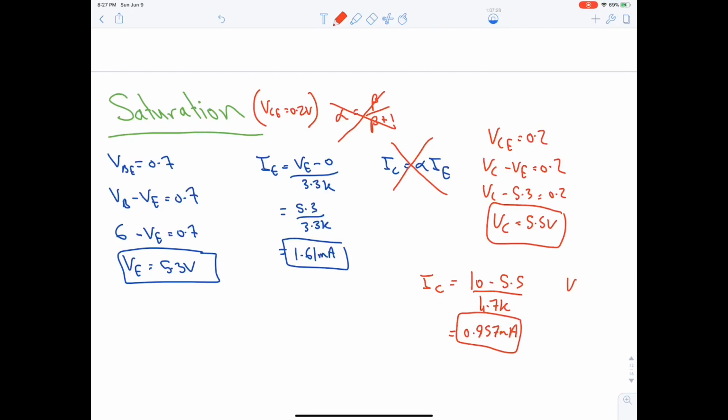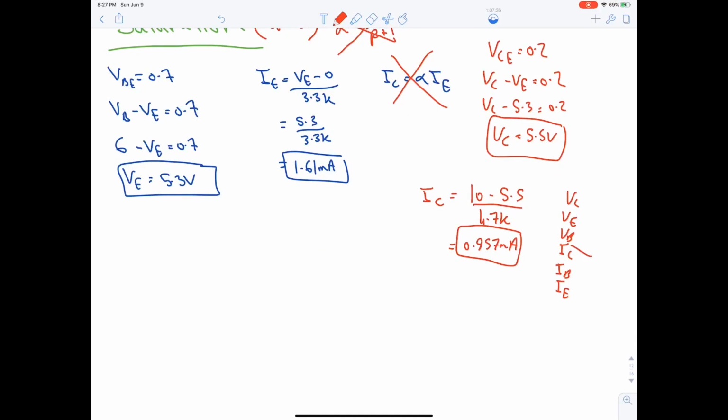After finding IC, let's write the list. I forgot the list actually. So IC is known now. VB is 6, constant from the circuit. We found VC and we found VE. And we also found IE. So we are left with IB only. IB is equal to IE minus IC. IE is 1.61 minus IC, which is 0.957 milli. So IB is 0.65 milliampere.